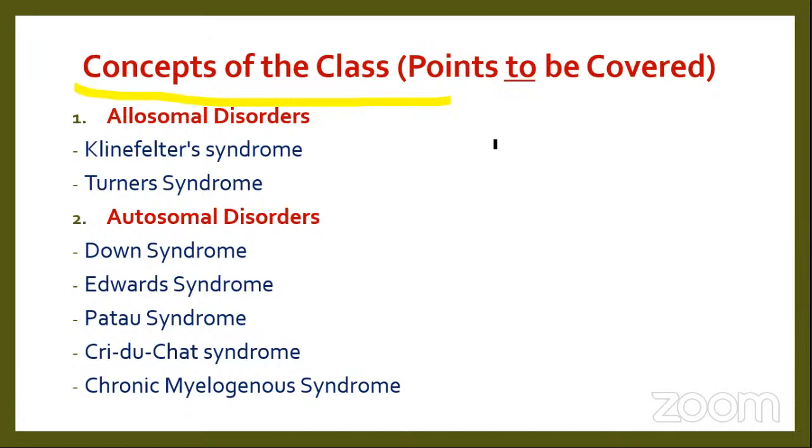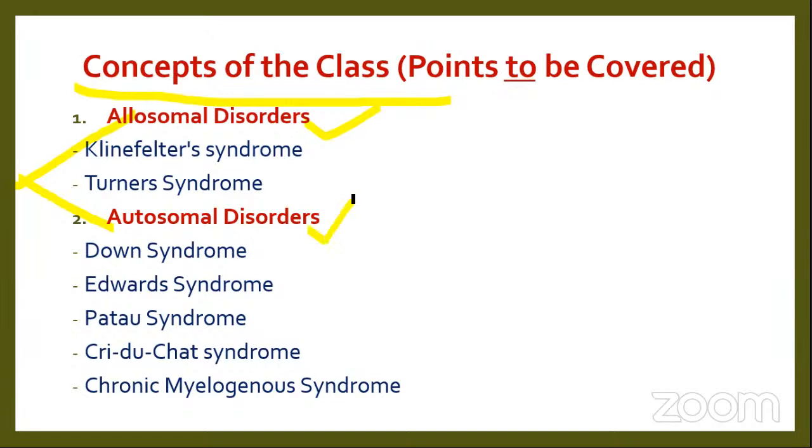Today in this class, we are going to discuss chromosomal disorders, due to changes in the chromosomes and changes in the number of chromosomes. There are certain disorders caused to human beings. Let us know all of them. Basically, we can classify chromosomal disorders into two types: one is allosomal disorders, and the second one is autosomal disorders.